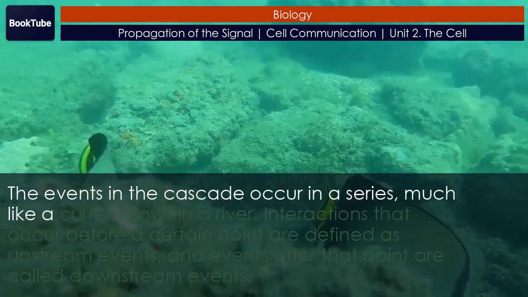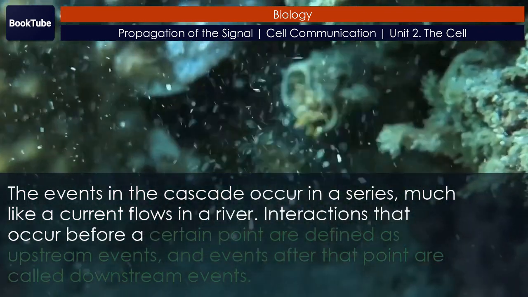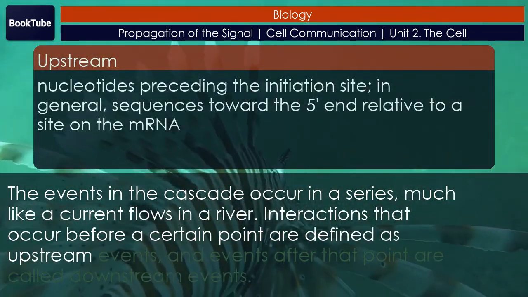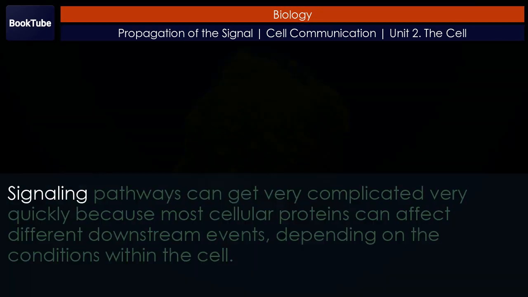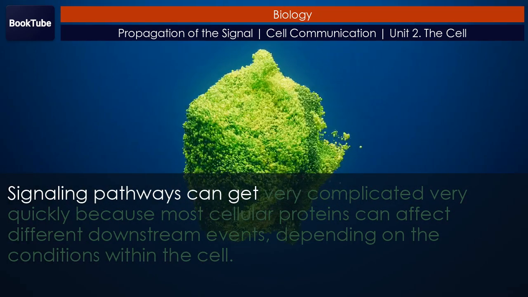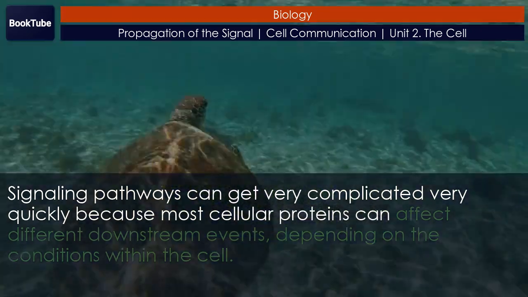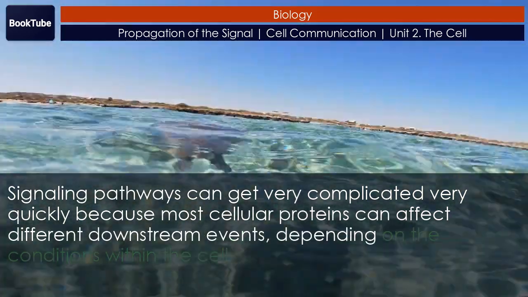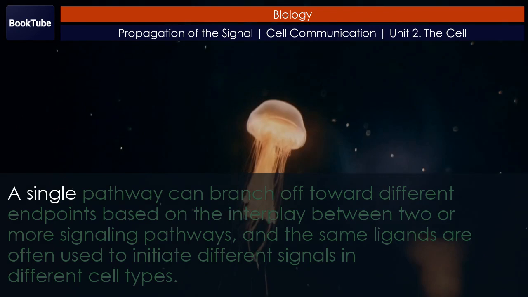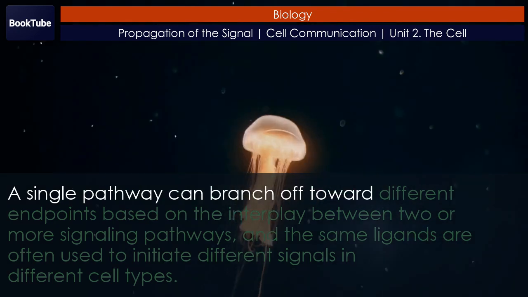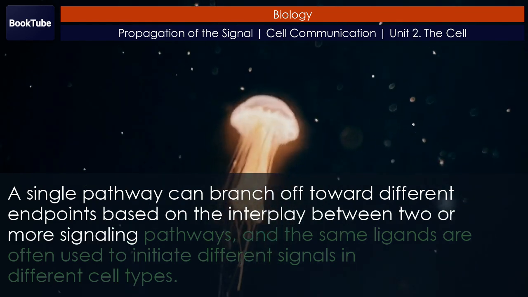Much like a current flows in a river, interactions that occur before a certain point are defined as upstream events, and events after that point are called downstream events. Signaling pathways can get very complicated very quickly because most cellular proteins can affect different downstream events. Depending on the conditions within the cell, a single pathway can branch off toward different endpoints based on the interplay between two or more signaling pathways.